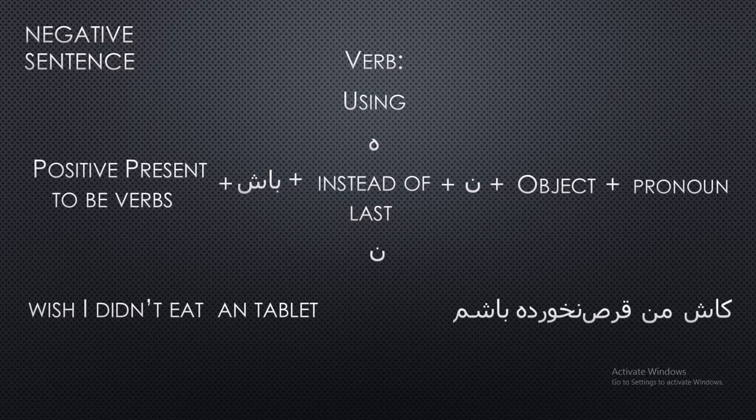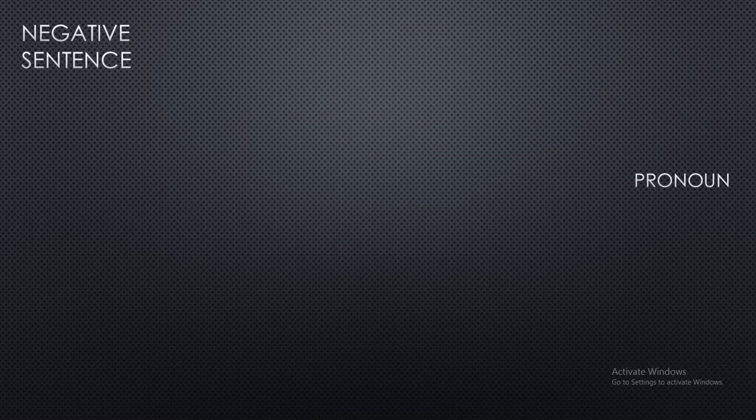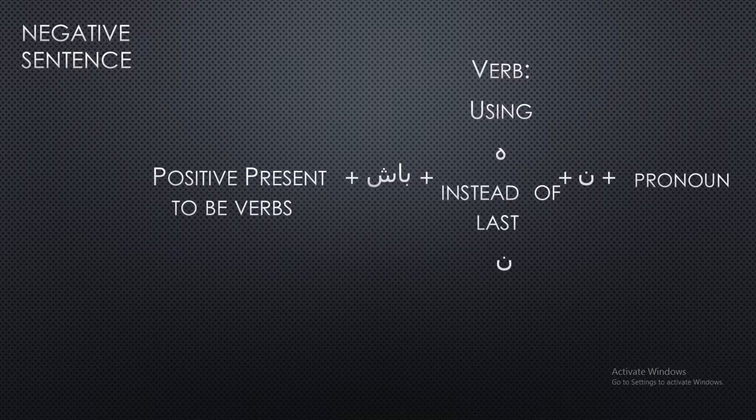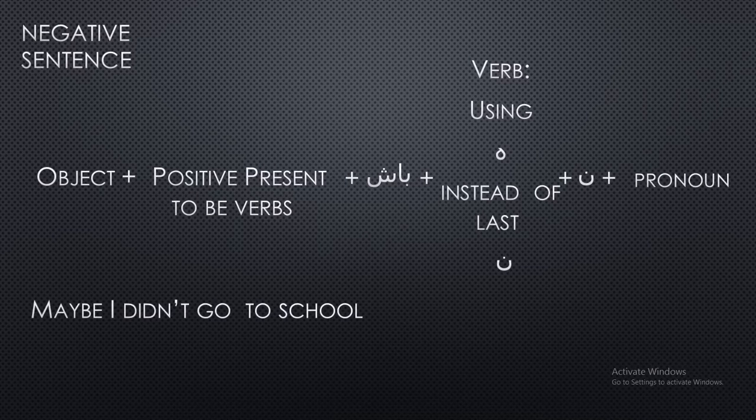And if our verb requires a destination, we should use this way. Pronoun at first plus ne and verb but using he instead of its last name, plus bash plus positive present to be verbs, and finally we use the object. Maybe I didn't go to a school.